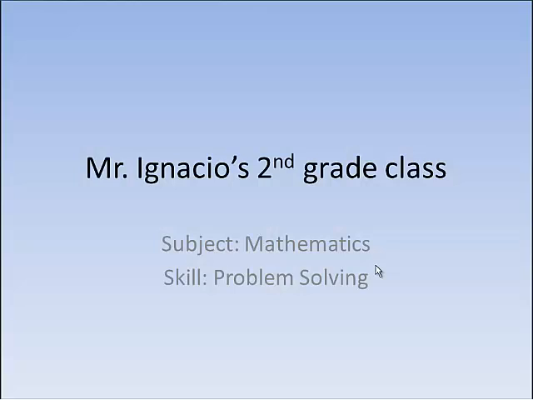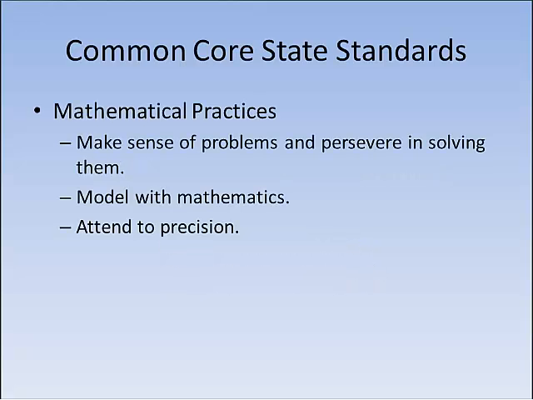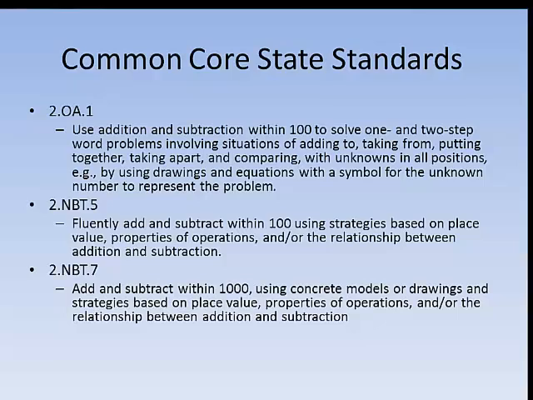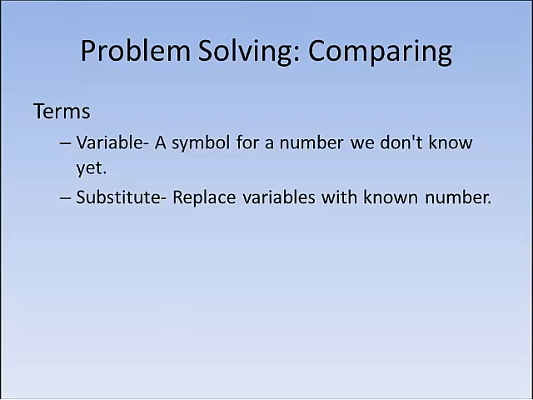Today we'll be continuing our lesson on word problems, or problem solving. The Common Core State mathematical practices are: make sense of problems and persevere in solving them, model with mathematics, and attend to precision. Our Common Core State standards are 2.OA.1, 2.MBT.5, and 2.MBT.7. The terms are: a variable, a symbol for a number we don't know yet, and substitute, to replace variables with known numbers.